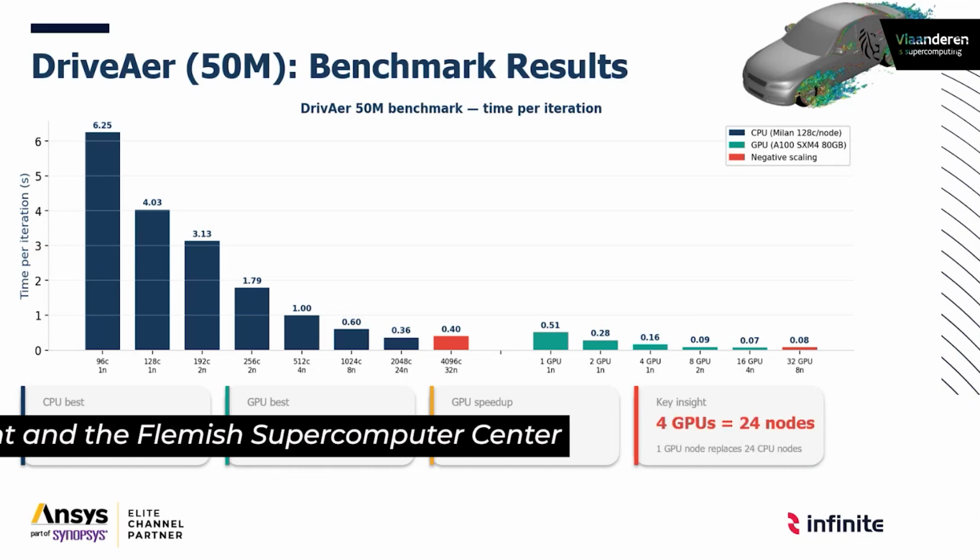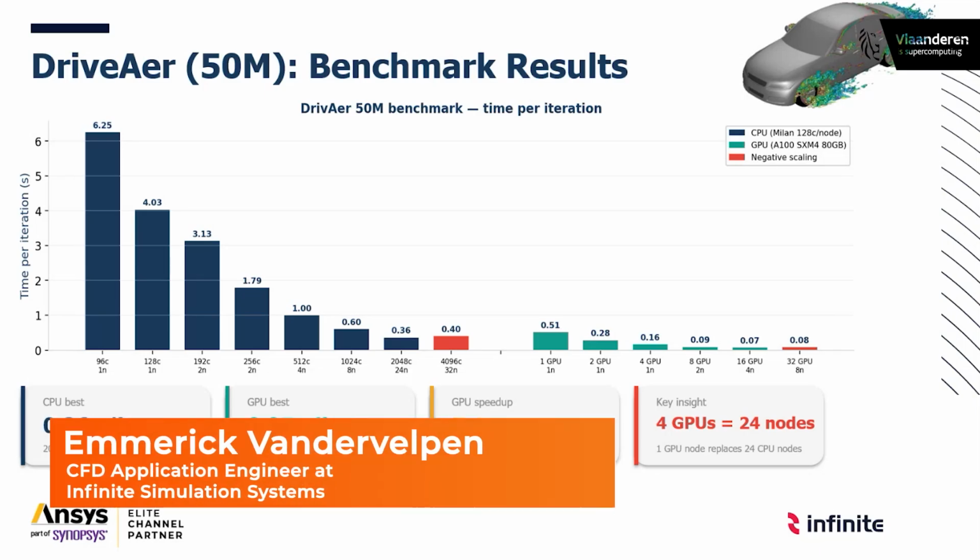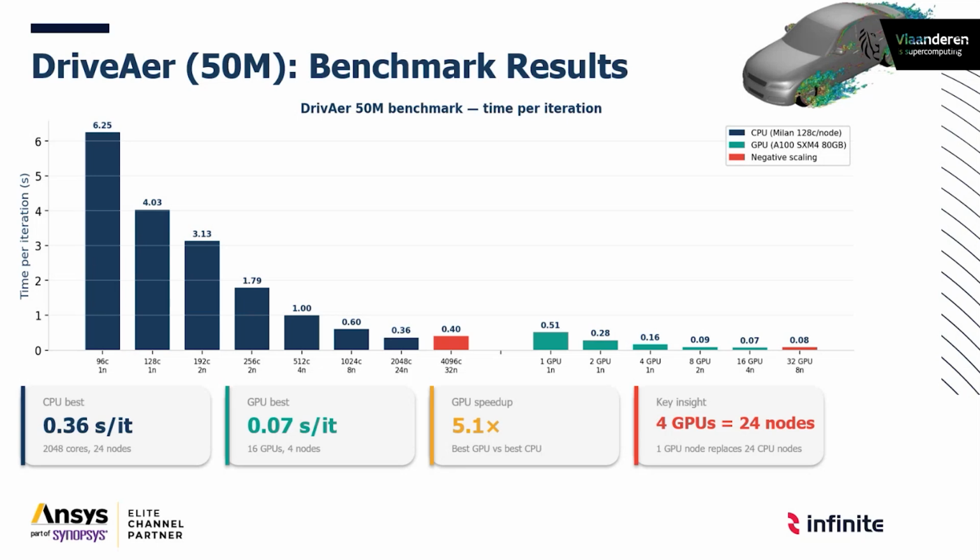On the GPU side, we see that even one A100 already performs better and almost similar to 1,000 cores or 500 cores. If we then look at the sweet spot, it's 8 or 6 GPUs, which will run in 0.07 seconds, which is significantly faster than the best CPU performance.